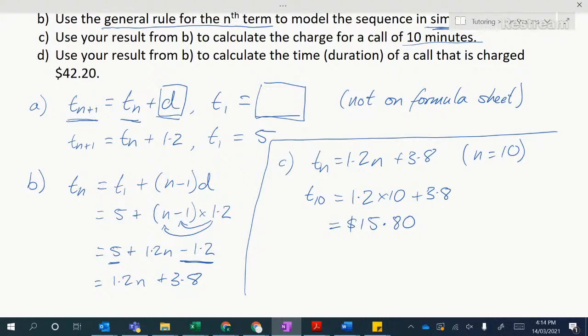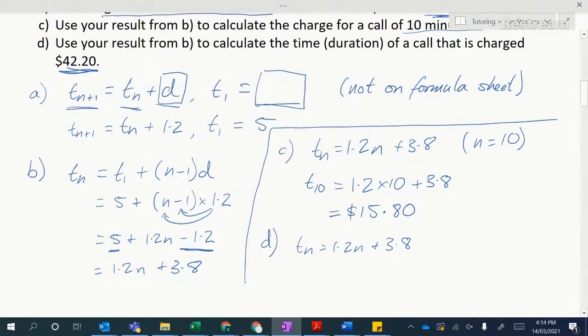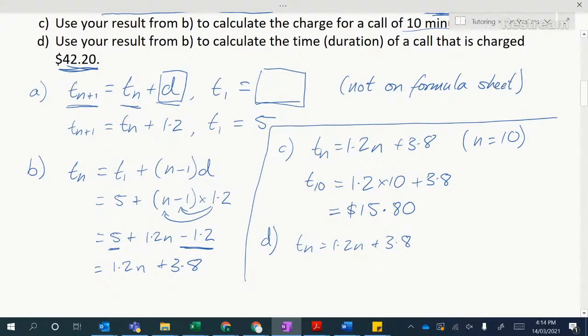Okay, let's have a look at part D now, where you have to use the rule again that we came up with and calculate how long a call you could have if you've only got $42.20. Okay, so think about where you would have to substitute into this equation, the $42.20. Where would you have to substitute that? Okay, the answer is here.